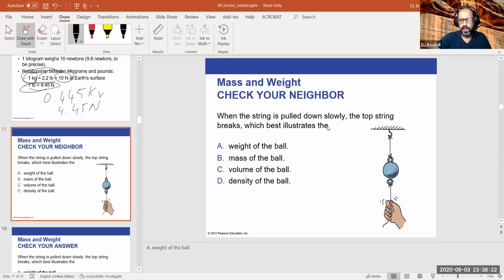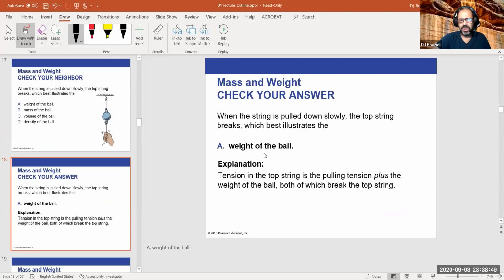So when we pull slowly on an object like this one, the top string breaks, which this illustrates, because again, you're pulling, and you're allowing the mass to also pull. So in this case, you're pulling with the combined forces of your own pull plus the weight of this ball. So in this case, this part will break, okay?